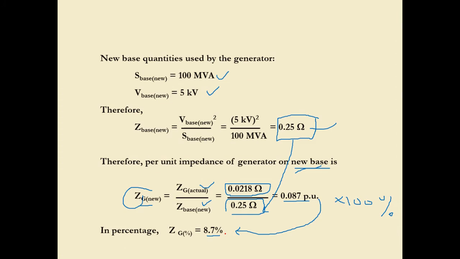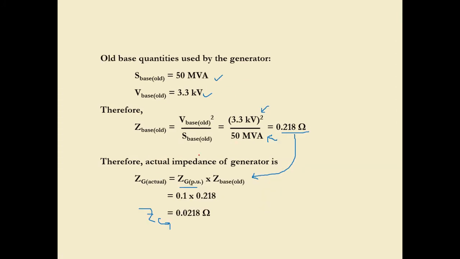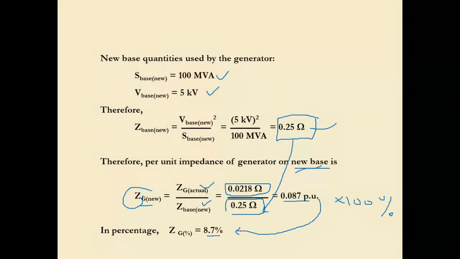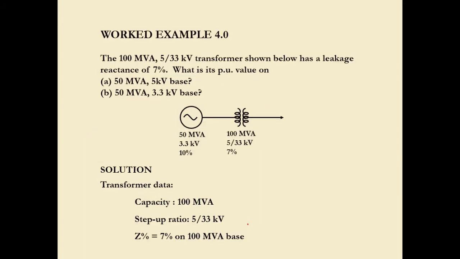So this is much simpler, only a few simple steps in order to get a new ZG. Compared to this one, where you have 2 pages for example, you have to use the old quantities to come up with the Z actual before you can get the new ZG actual. Alright, so the impedance of generator PU.